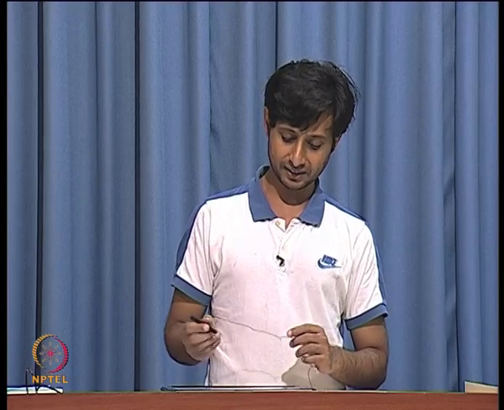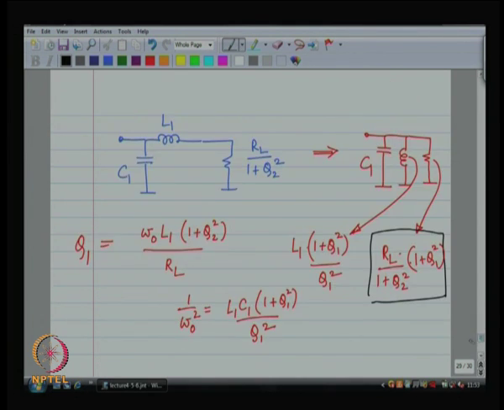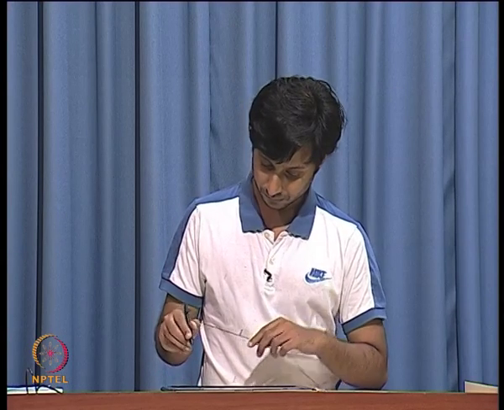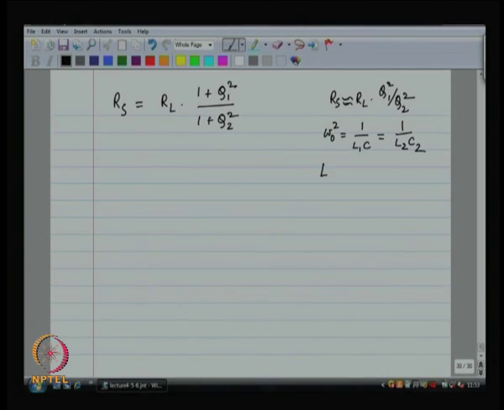Suppose q1 and q2 are both large quantities. In that case, this basically simplifies to R_s equal to R_L times q1 squared by q2 squared. Okay. And also what else simplifies? These inductors and capacitors simplify considerably. Basically, the values of the inductors and capacitors are more or less the same. So, omega 0 squared equal to 1 by L1 C1, and that is equal to 1 by L2 C2. L1 plus L2 is the total inductance.